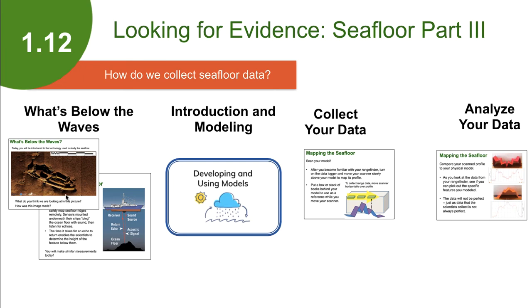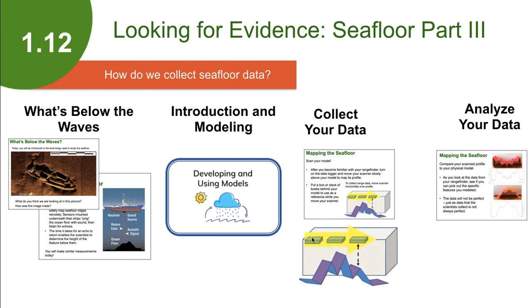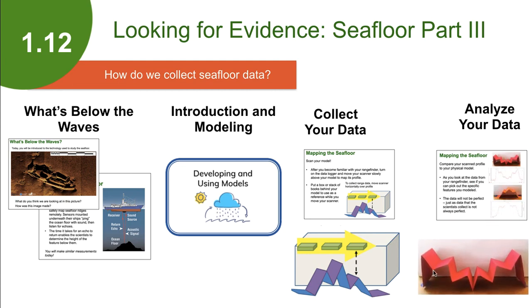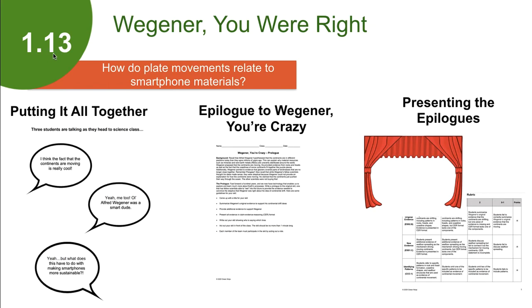Professional scientists use sonar to map out the seafloor. Students will simulate this experience using the built-in rangefinder on their Pocket Lab devices. They make paper models of the seafloor mountains and then collect rangefinder data using the Pocket Lab. How well does their data match the shape of their model seafloor? They then return to the real seafloor data to discuss how it was made using a rangefinder located on the bottom of a ship. Lesson 1.13 helps students address the question, how do plate movements relate to smartphone materials?